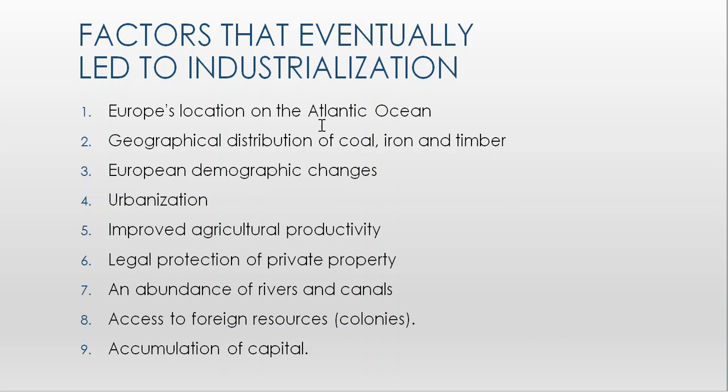You got things like the cotton gin that's making it so astronomically easier to produce textiles, which people always need. Clothes will always be something people will buy, at least as far as I can see in the near future. Legal protection of private property. Why are you going to work so hard to build up a business if the government's just going to confiscate it? Now they're going to have legal protections against such things. An abundance of rivers and canals, access to foreign resources like those taken from colonies. And then we have the accumulation of capital, mercantilism, and capitalism.